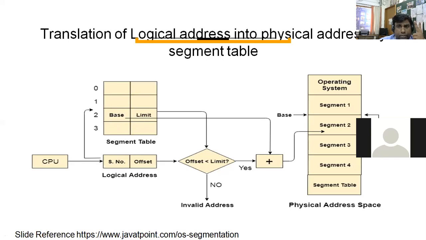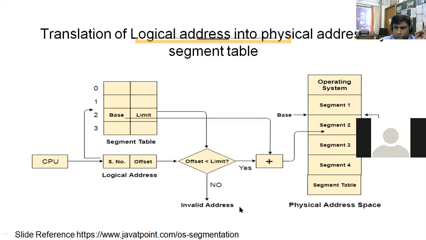Look at this. The segment table is divided into two parts, base and limit. The offset goes directly from here. If the offset is lower than the limit, that is, the limit is bigger and the offset is low, and this condition is true, then we will go to the memory. And if the offset address is higher as compared to the limit, then we cannot find that address in the memory, so it is an invalid address.